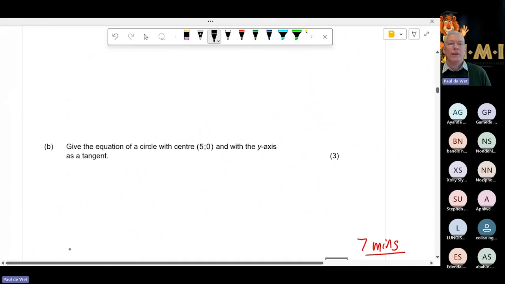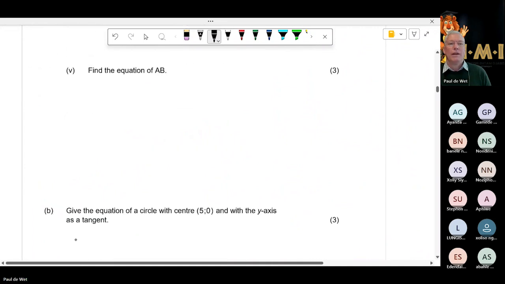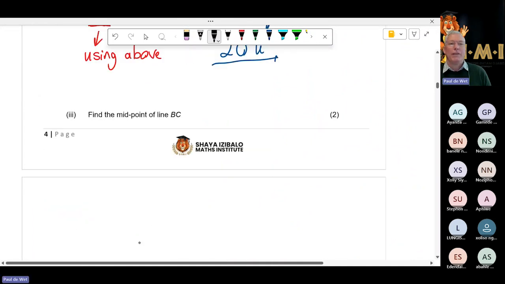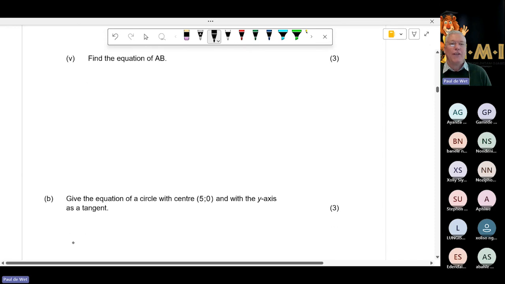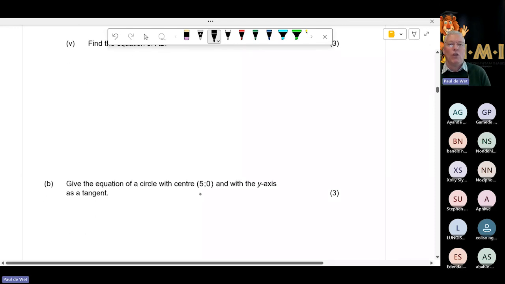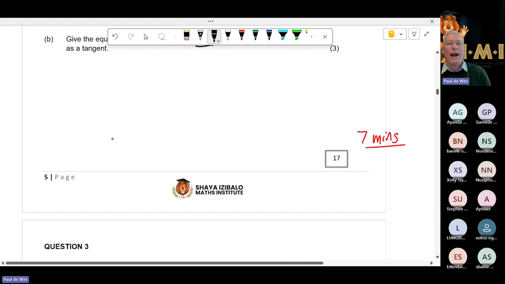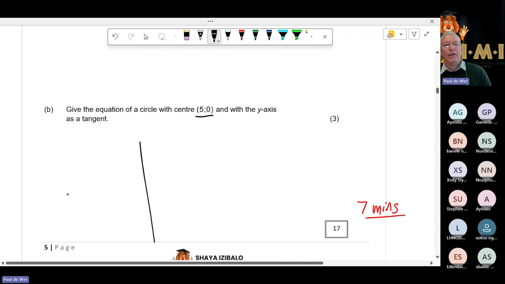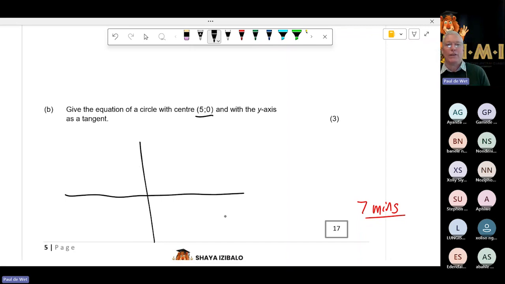Then it says, I think I missed that other question. Sorry, guys. It says, find the equation of the circle with the center 5, 0, and with the y-axis as a tangent. So I'm just going to draw it over here. Is 5, 0 on the x-axis or the y-axis?